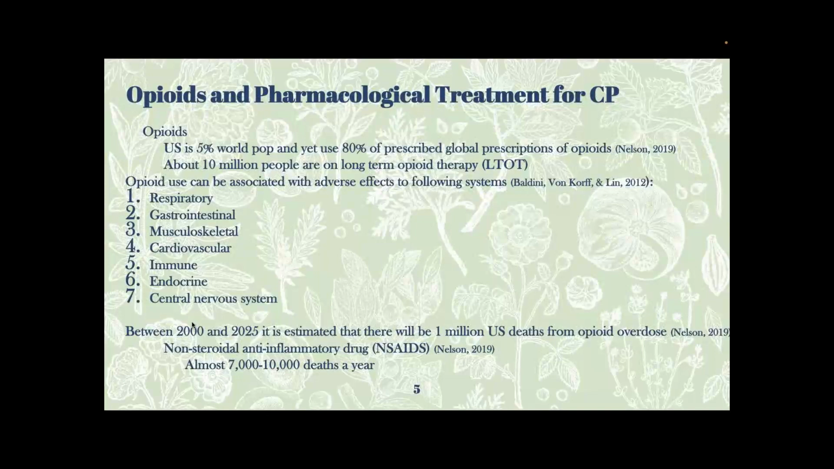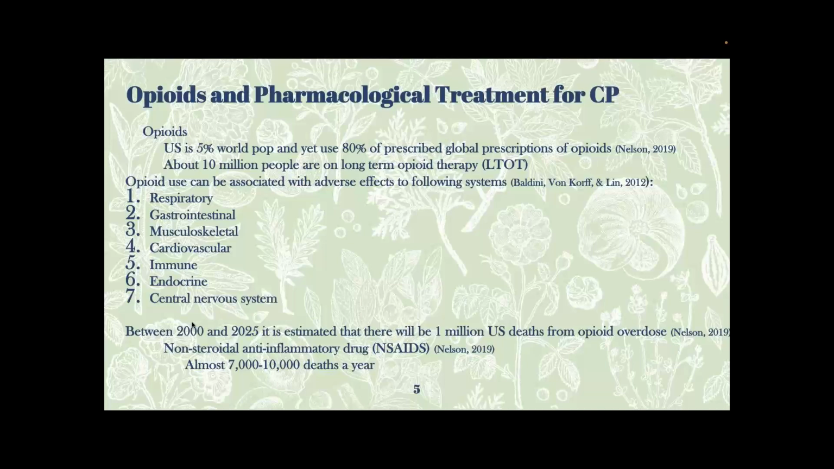So let's just talk a little bit. Opioids is kind of the hot button issue and has been, I think, for a while within the US and certainly globally as well. This is a widely known statistic: we are about 5% of the world population, yet we use about 80% of the prescribed global prescriptions of opioids. That is according to Nelson, who has an amazing book called The United States of Opioids, which I highly recommend. If we break that down, that looks like about 10 million people on long-term opioid therapy.